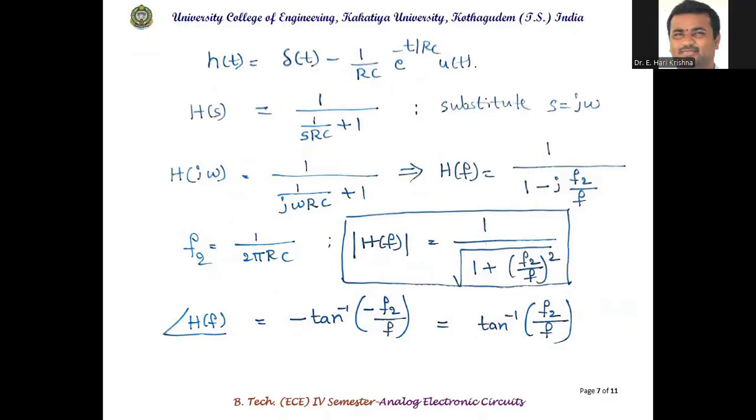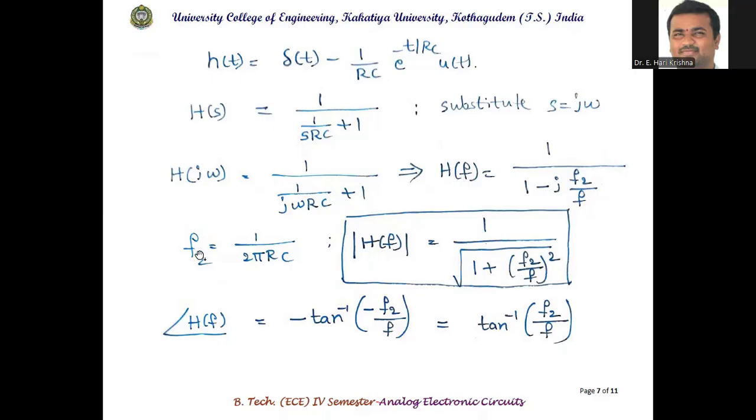In a similar way, substituting s is equal to j omega to go from the Laplace domain to the Fourier domain, h of j omega is equal to 1 by j omega RC plus 1. Substituting omega is equal to 2 pi f and making the substitution f2 is equal to 1 by 2 pi RC, we get h of f is equal to 1 by 1 minus j f2 by f. This is the standard form of the high pass filter transfer function.